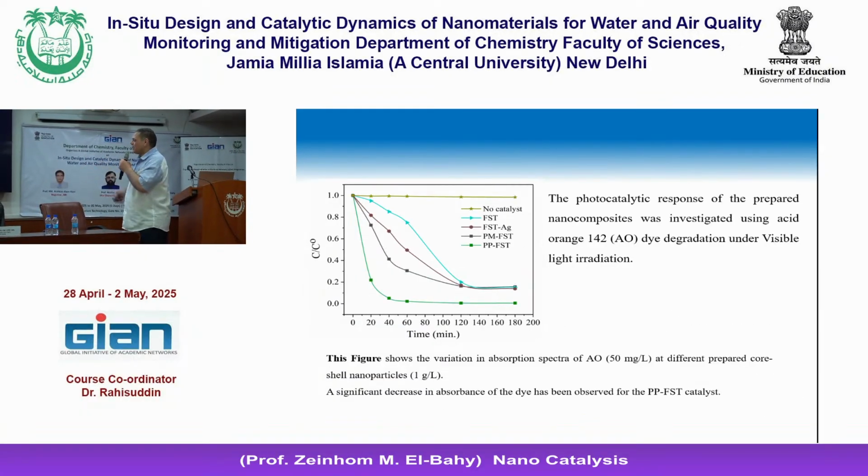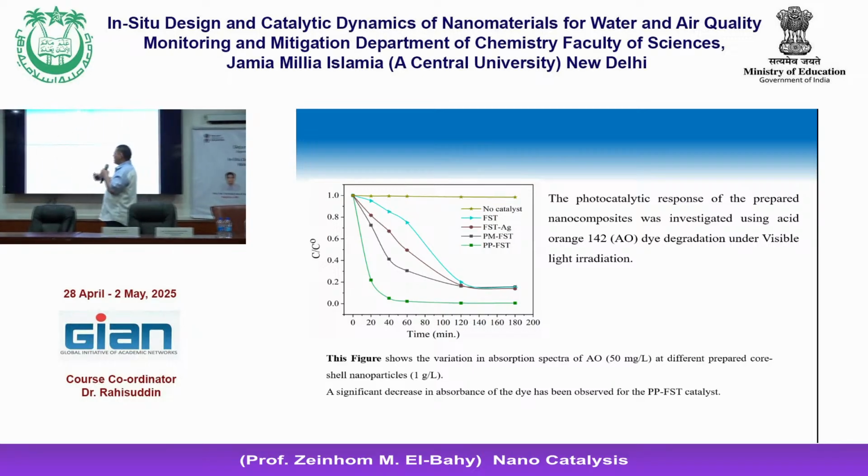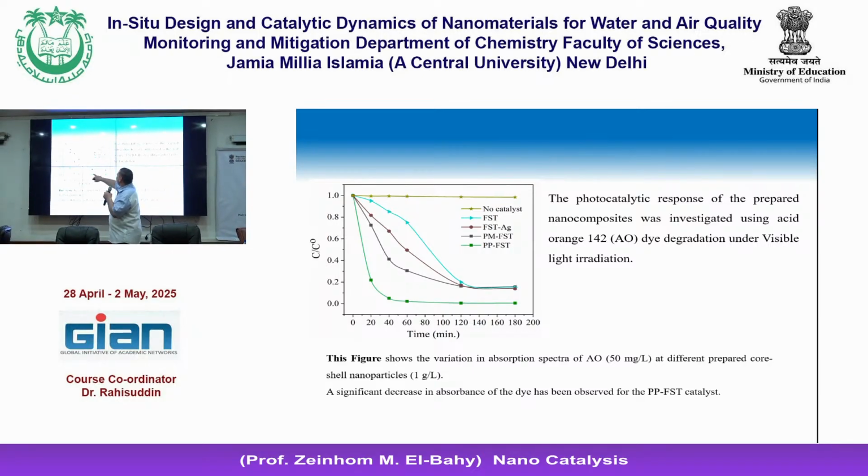And this is the catalytic activity of our prepared samples. Of course, this is the plasma prepared sample, this one. You can see the concentration of the dye decreased. And this one is no catalyst. And this is only FST, which is the catalyst prepared by the conventional method. And this is prepared by the plasma method.